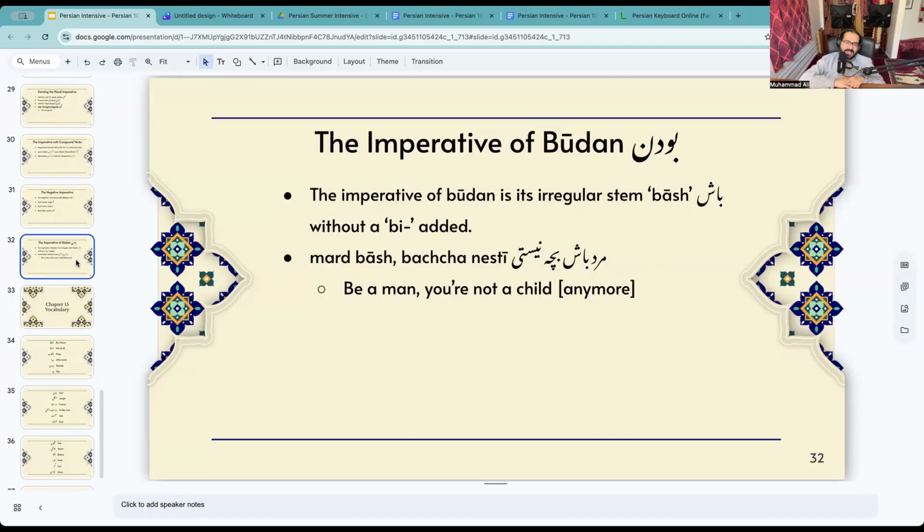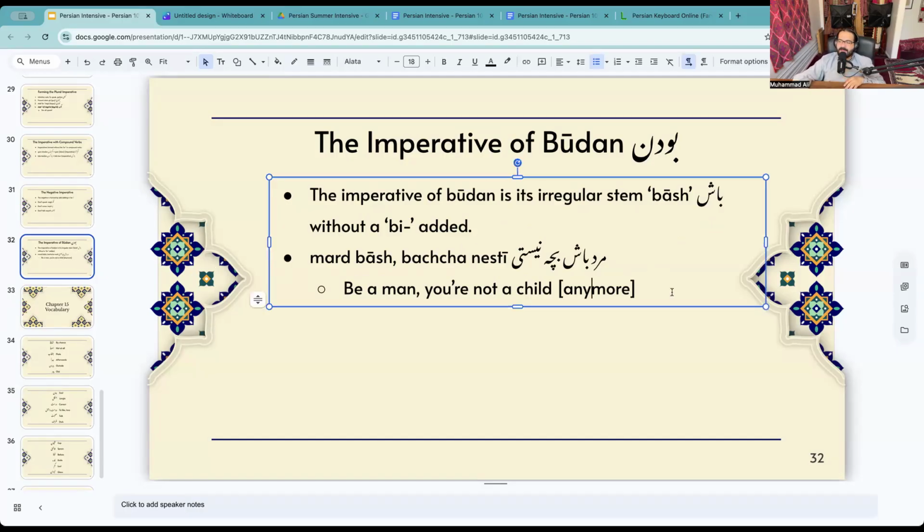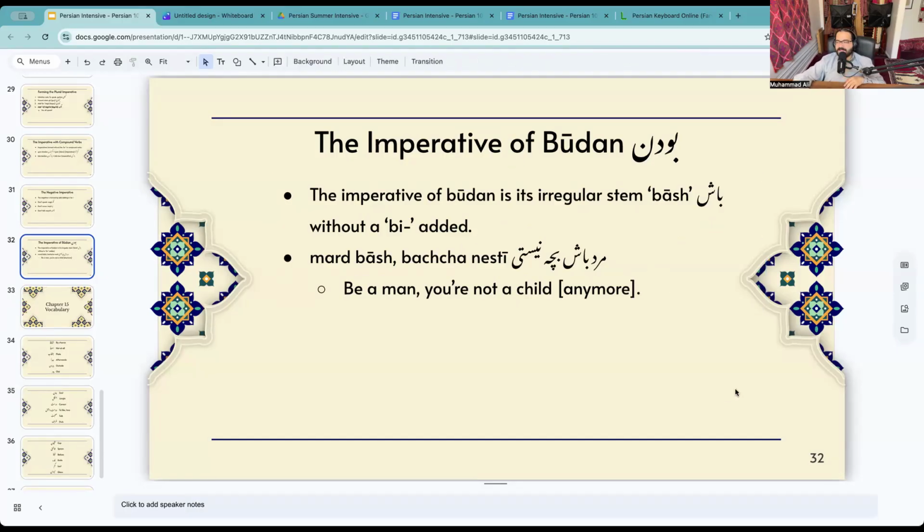And I think it's just like istadan. It would sound weird to say bibosh, like baba. So we just removed it because it sounded ineloquent. So you could hear someone tell their child, mard bosh, bachinisti, to their 15, 16-year-old boy. Mard bosh, bachinisti. Or in formal, mard bosh, bachanesti. Be a man. You're not a child. You have to get up. You have to do your homework.